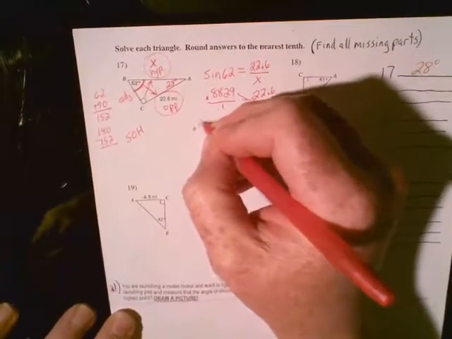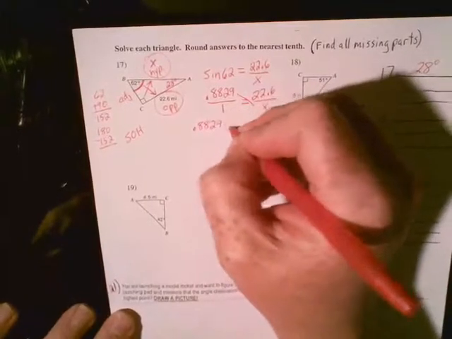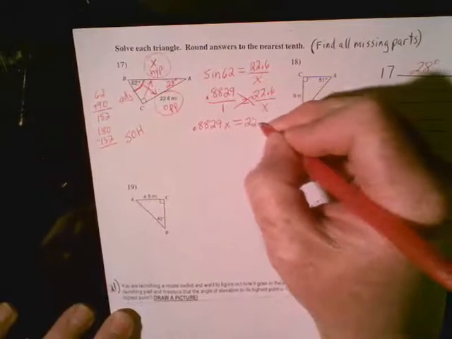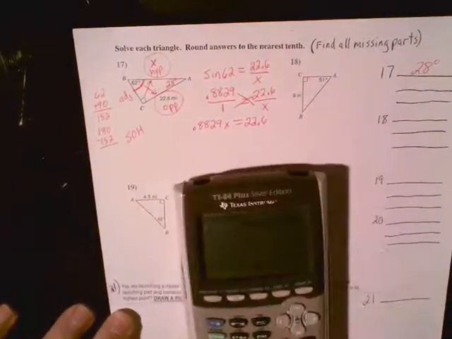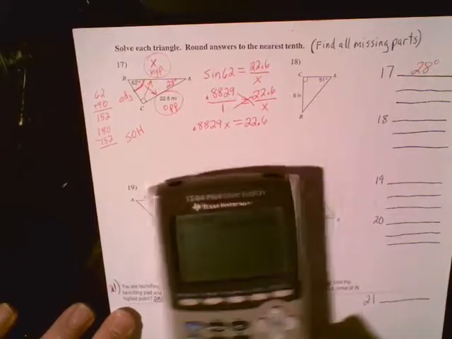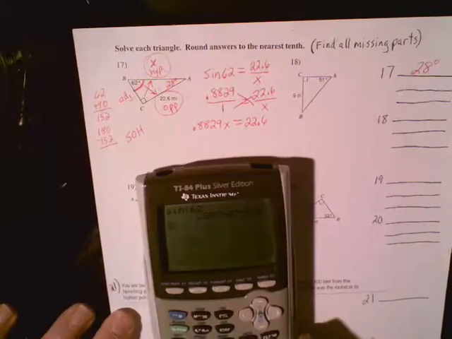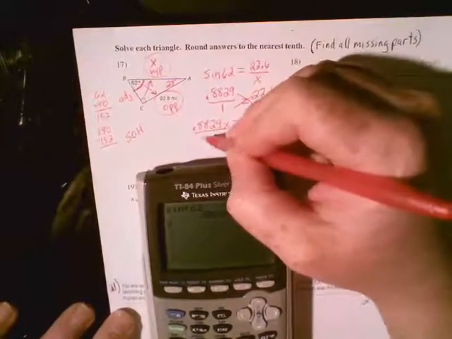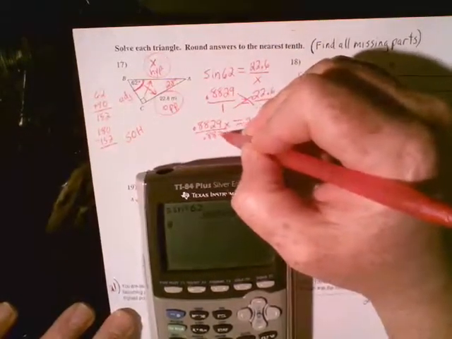We're going to cross multiply. We get 0.8829 times x equals 22.6. And if you can find a way to shorten this up because you see the patterns and stuff, then go ahead and do it as long as you're getting the right answer. I don't care. We're going to divide both sides by that 0.8829.